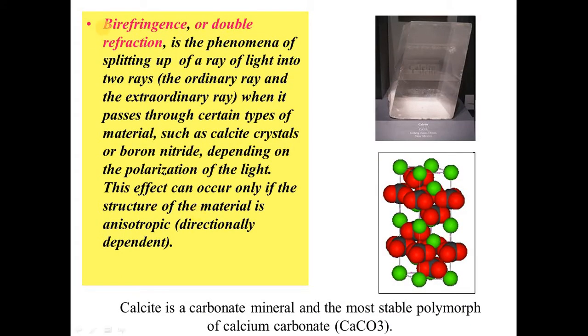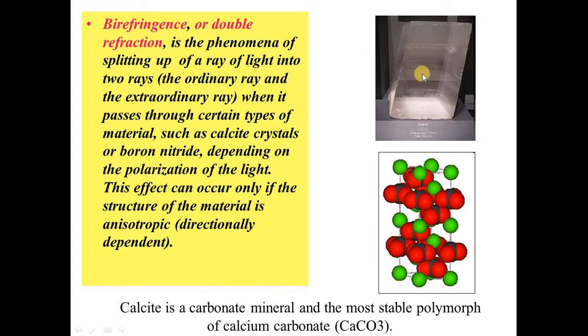So it is a new term that we have discussed in the class, that is birefringence or double refraction. It is the phenomenon of splitting up of a ray of light into two rays, the ordinary ray and the extraordinary ray, when it passes through certain types of materials such as calcite crystals, boron nitride, depending upon the polarization of light. Okay, and this phenomenon is direction dependent.